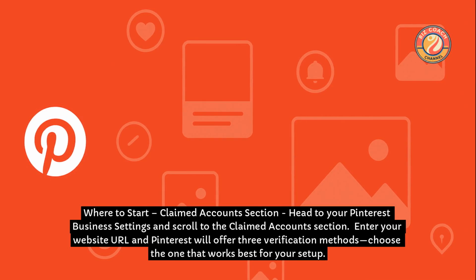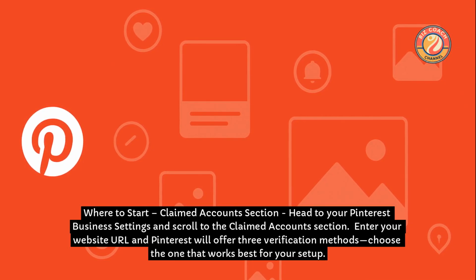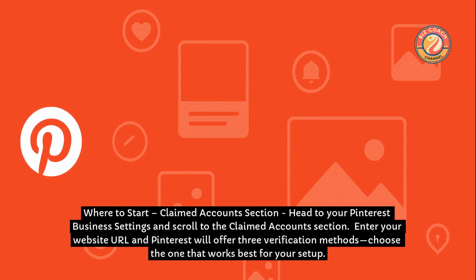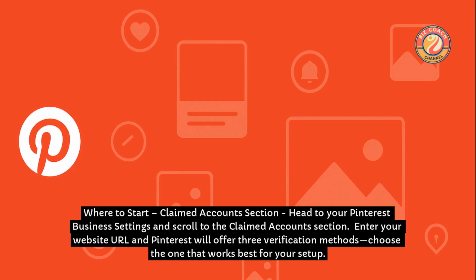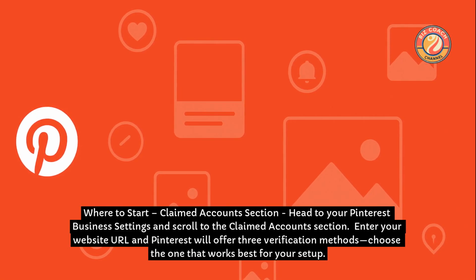Where to start? Claimed Accounts section. Head to your Pinterest business settings and scroll to the Claimed Accounts section. Enter your website URL, and Pinterest will offer 3 verification methods. Choose the one that works best for your setup.